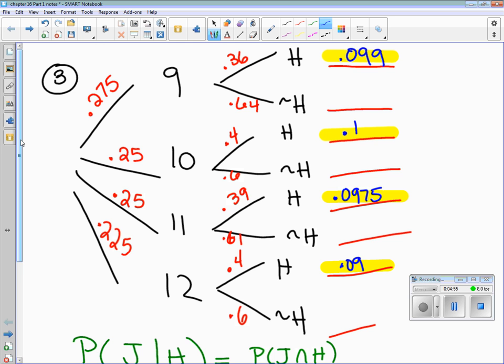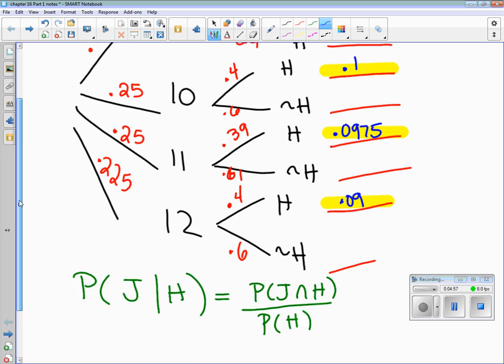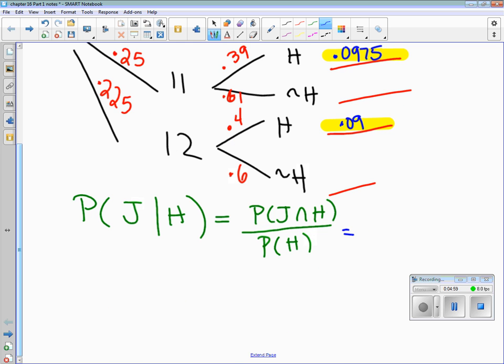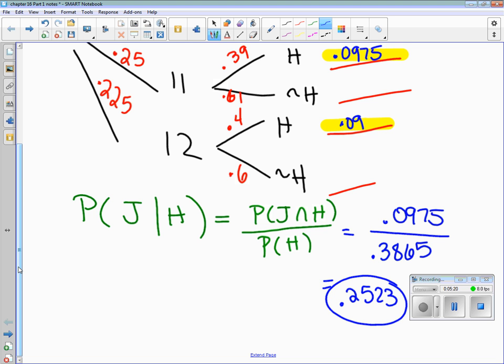All right, so we're going to add all those together, and that's what we're going to be dividing by. So when we add them all together, and then the numerator is just junior and humanities, which happens to be 0.0975. And then when I divide those, you should get 0.2523. That's your answer.